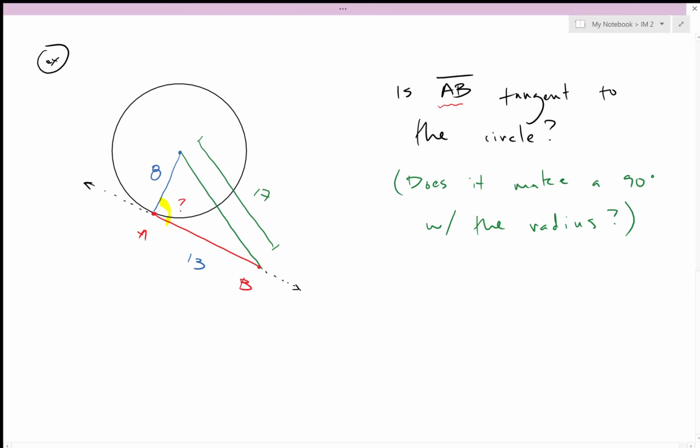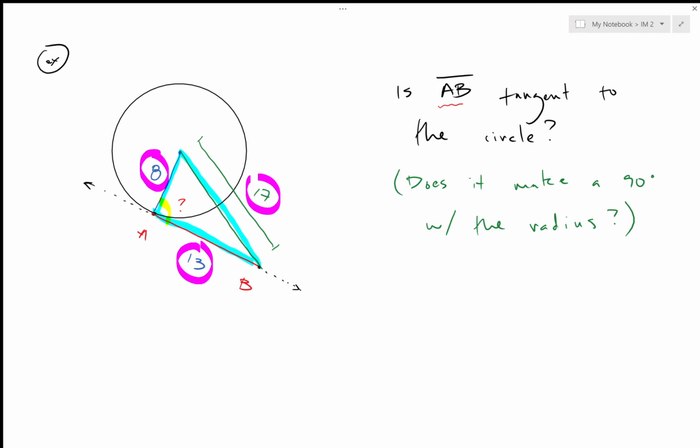But if we look at it and kind of ignore the circle and highlight everything else, we have the radius, we have this AB line, and we have the connecting line there. We've made ourselves a triangle. And on that triangle, we have three sides, the 8, the 13, and the 17. Three sides of a triangle, and we're guessing something about this angle here. Maybe it's 90. That sounds familiar from something we used before. Remember our Pythagorean Theorem? We're going to use Pythagorean Theorem here to find out if that angle is 90 degrees.